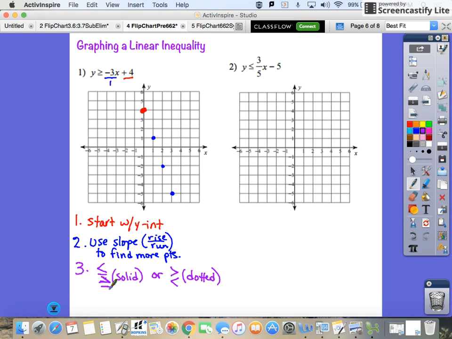Because we've got that symbol, we are going to use a solid line, because it's one of these. So this is kind of like our other ones. We can connect them. Now there's a fourth step.